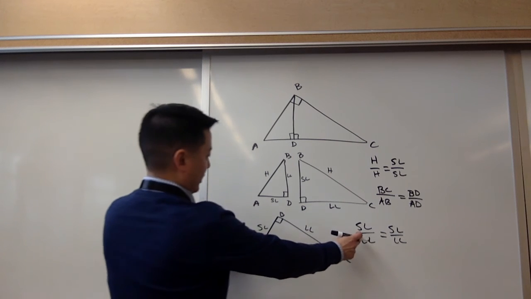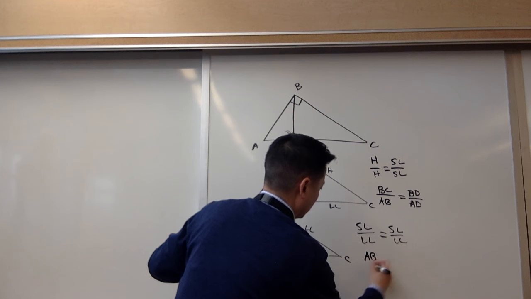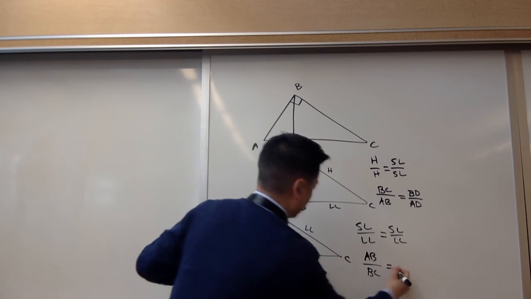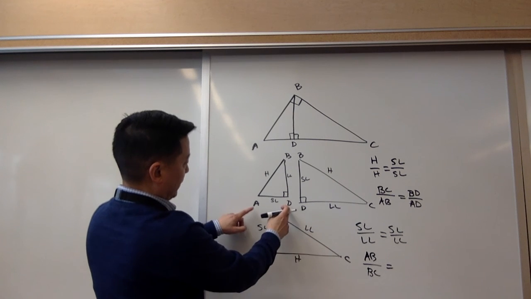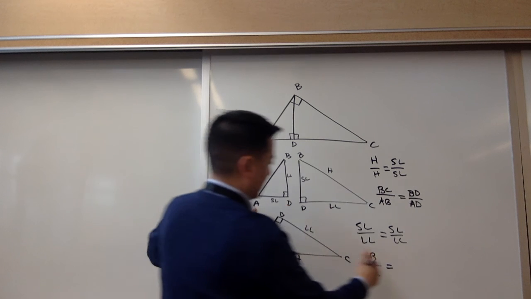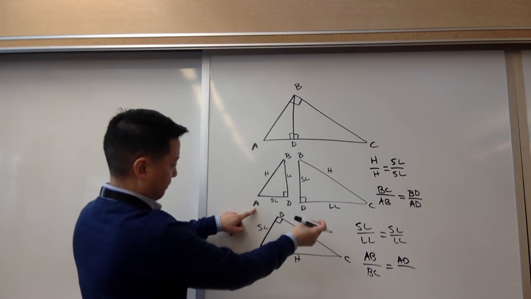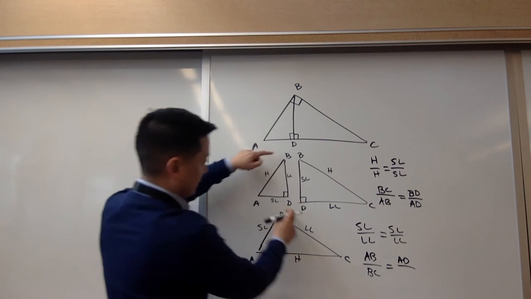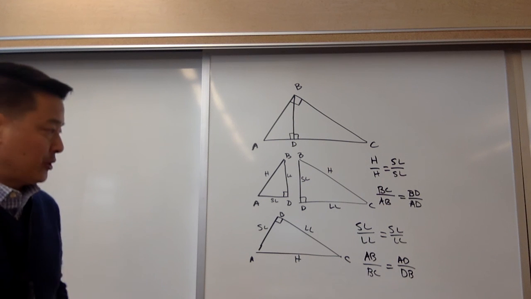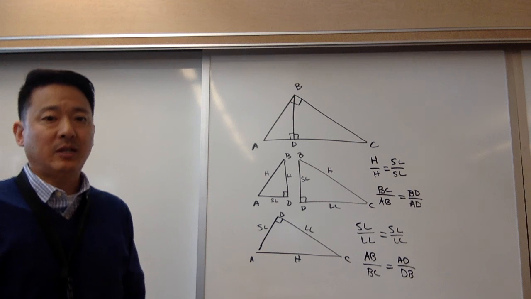So how would we rewrite this? Well, the short leg of the big triangle is AB over the long leg of the big triangle is BC is equal to the short leg of the tiniest triangle is AD, and the long leg of this triangle is DB. So that's another proportion you could set up. So there's many, many different proportions that you could set up.